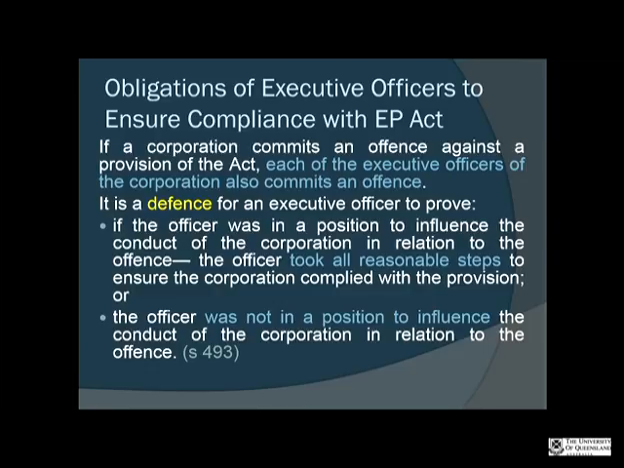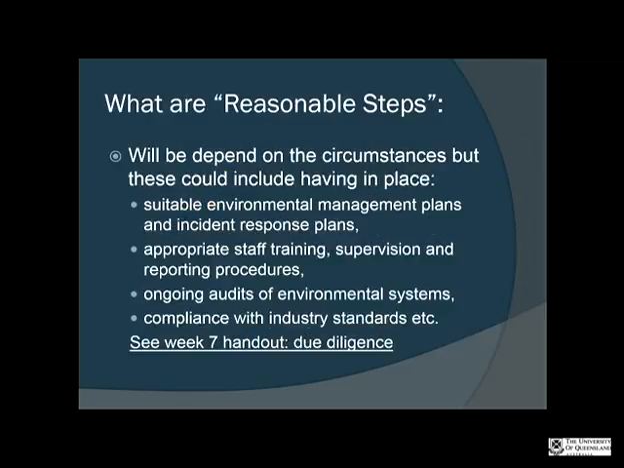The sort of example I just talked about, where we used to go out and do these training sessions through all the different tiers of the company, that, for example, would be considered one part of taking all reasonable steps. The second defence is if the officer can say that they were not in a position to influence the conduct of the corporation in relation to the offence. So those are the two defences there. What are reasonable steps? It's going to depend on the circumstances, but it can include having suitable environmental management plans and incident response plans in place, having appropriate staff training, supervision, reporting procedures, having ongoing audits of environmental systems, that's quite important, and showing compliance with industry standards and so on. So you've got a handout there called due diligence. Make sure you have a look at that and make sure it comes into the exam with you.